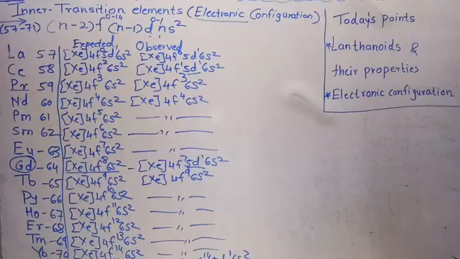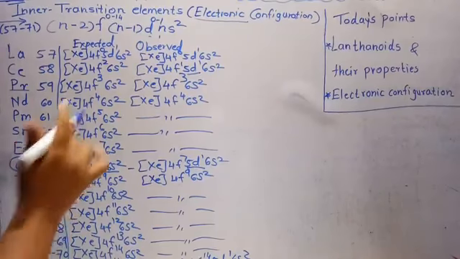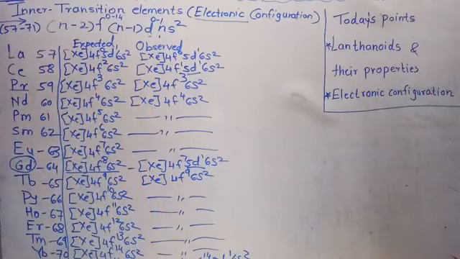See, this is the electronic configuration of lanthanoids. There are two types of electronic configuration: first is expected and second is observed. Here, there are two electrons present in 6s, common for the lanthanoids. Then lanthanoids have a tendency to show the +2 oxidation state. This is the electronic configuration of lanthanoids.